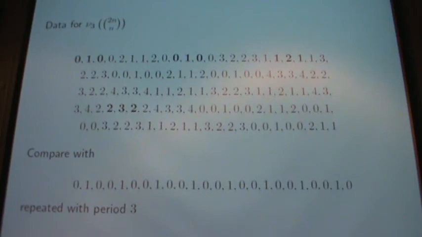What I'm going to do is take this data and compare it with the data obtained by taking the sequence 0, 1, 0 and repeating it with period 3. Okay? I want to eliminate this first pattern here. I don't want to do too much damage, so I'm going to take this 0, 1, 0 and repeat it modulo 3 and subtract and hope for the best. Right? So this is what I compute.